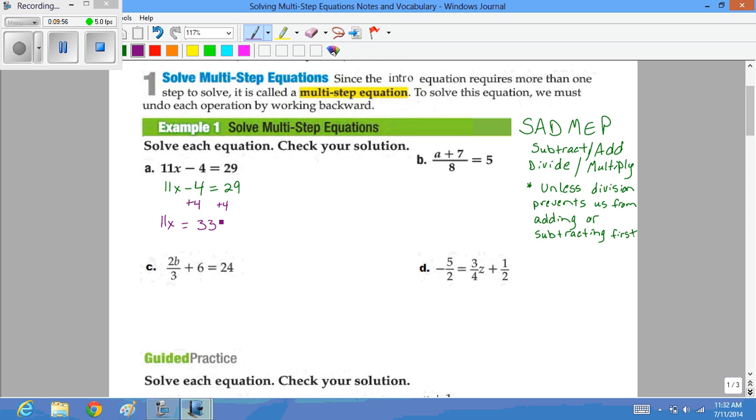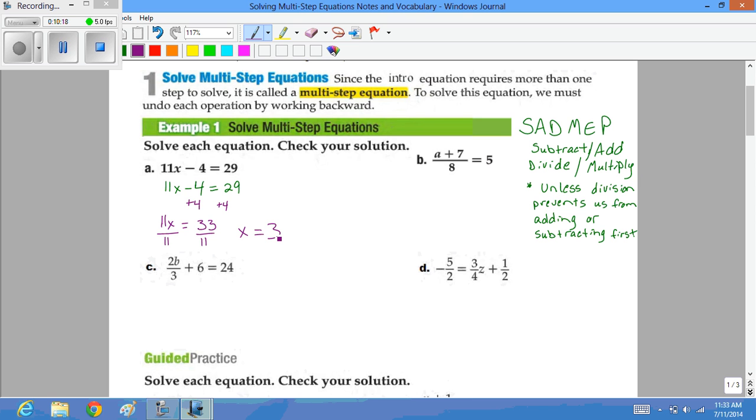Okay, if you're not quite sure what operation to do next, go ahead and look at the problem. This is saying 11 times x. So how do I undo multiplication? I'm going to divide by 11 on each side. So 11's cancel. I'm left with 1x. 33 divided by 11 is 3.